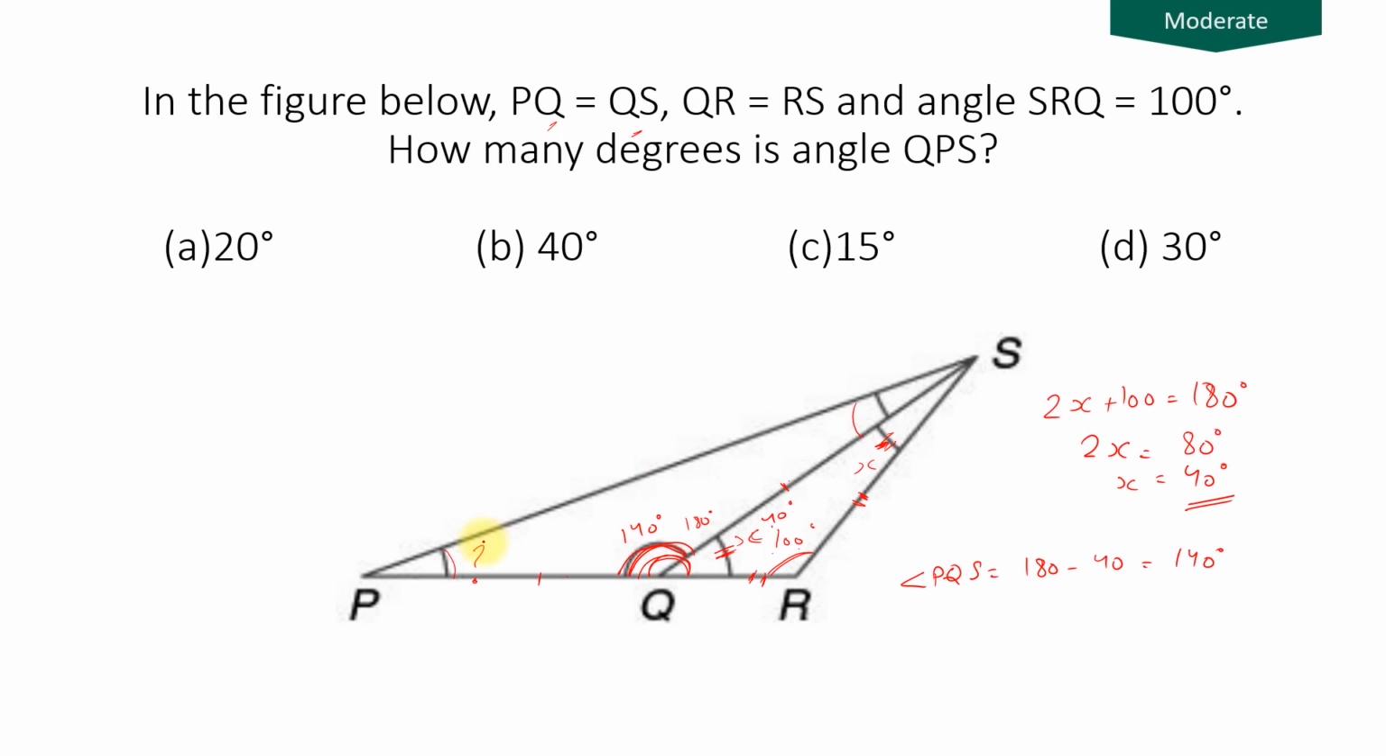Now we will focus on this other triangle, triangle PQS. In this triangle, let us take this angle as Y. If this is Y, this angle is also Y, because this is an isosceles triangle, we know that PQ is equal to QS, so the opposite angles are also equal. So Y plus 140 degrees is equal to 180 degrees. We can solve this equation and get Y is equal to 20 degrees. So starting from the part where we know some value, we will reach the point where we have to find the value.